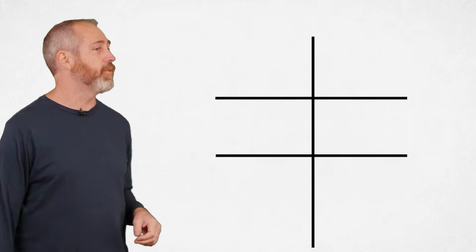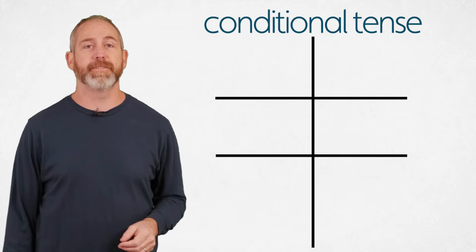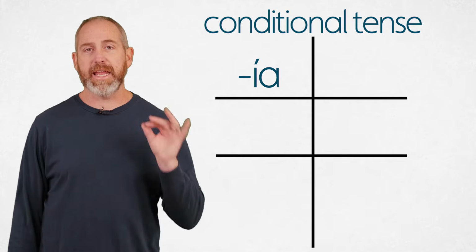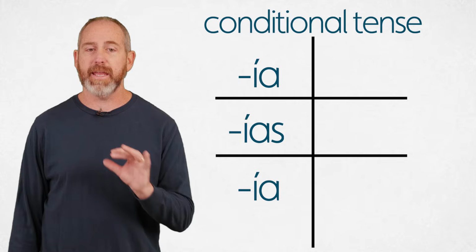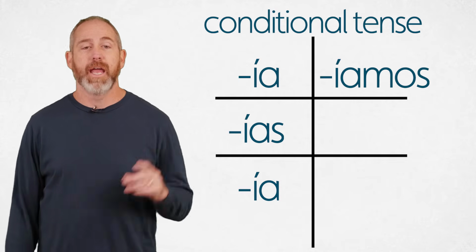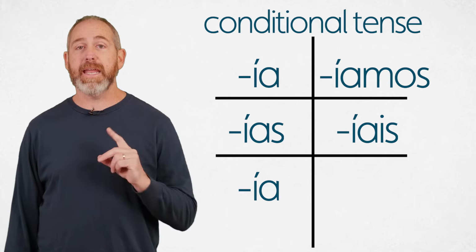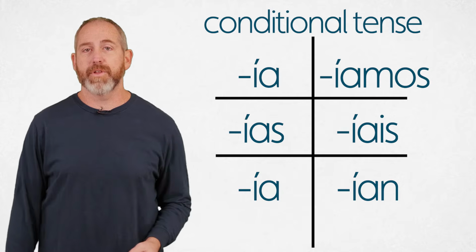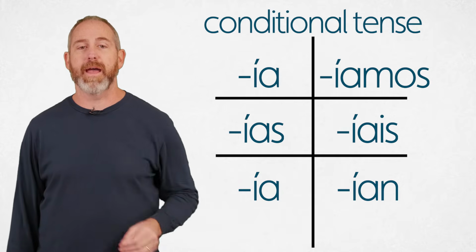Let's look at our endings. So just remind ourselves of those endings. Ía at the top left, and then ías, and then the bottom left is ía. All of these have accents on the I. Íamos, íais, and ían. All right. There you go. You already got those down, so we don't need to go over those again. So just keep those in your mind.